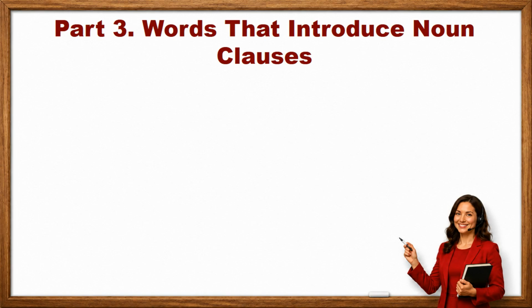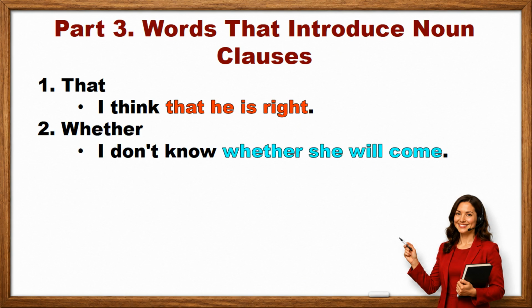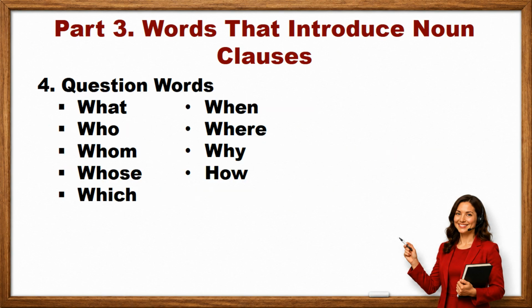Part 3. Words that introduce noun clauses. Most noun clauses begin with words like 1. That. Examples. I think that he is right. 2. Whether. Examples. I don't know whether she will come. 3. If. Examples. I wonder if they are ready. 4. Question words. What? Who? Whom? Whose? Which? When? Where?